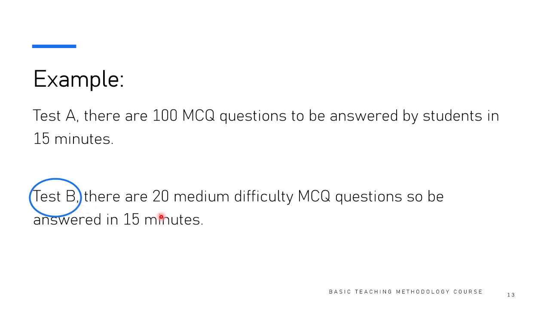Test B, there are 20 medium difficulty MCQ questions to be answered within 50 minutes. This is at least more reasonable than Test A. So we would regard Test B as having much higher fairness than Test A. Right, but of course this is just looking at one aspect. There are many other aspects to look for in determining the fairness of an assessment. Inshallah, during our other session, we are going to further take a look at these different cases.